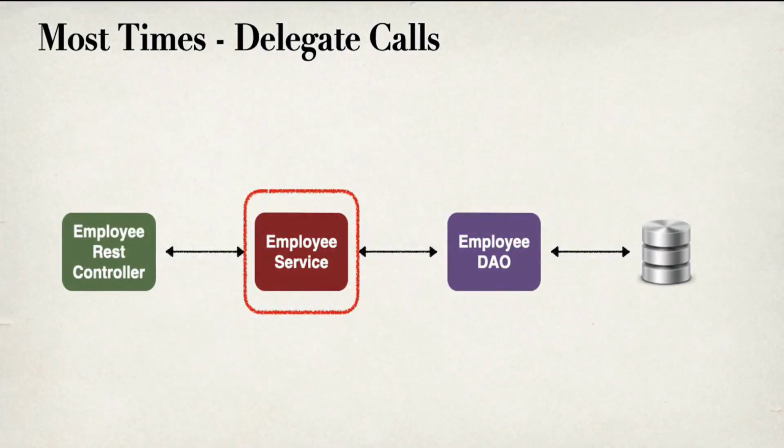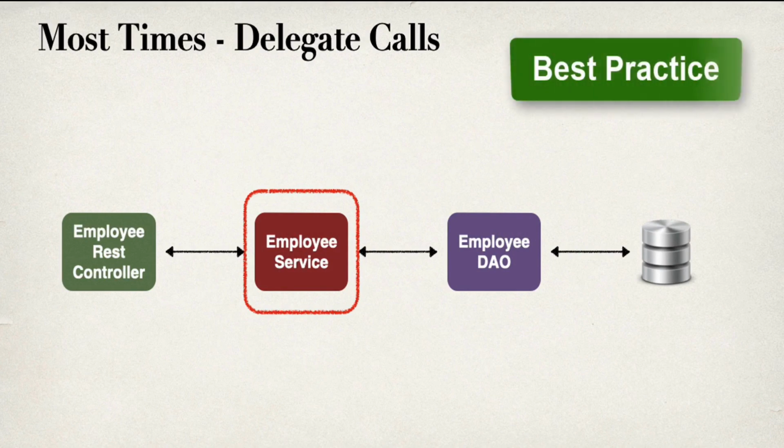Now, most times when you start off, you'll have just a very simple architecture. You'll have your employee service that simply delegates the calls to the employee DAO. And this is fine, and this is a very good pattern to start with. So this is actually a best practice to create a service layer and a DAO layer. Because now once you have the basic architecture in place, you can easily expand and extend on it. And this is actually a best practice, and you'll see this in place on large-scale enterprise applications.